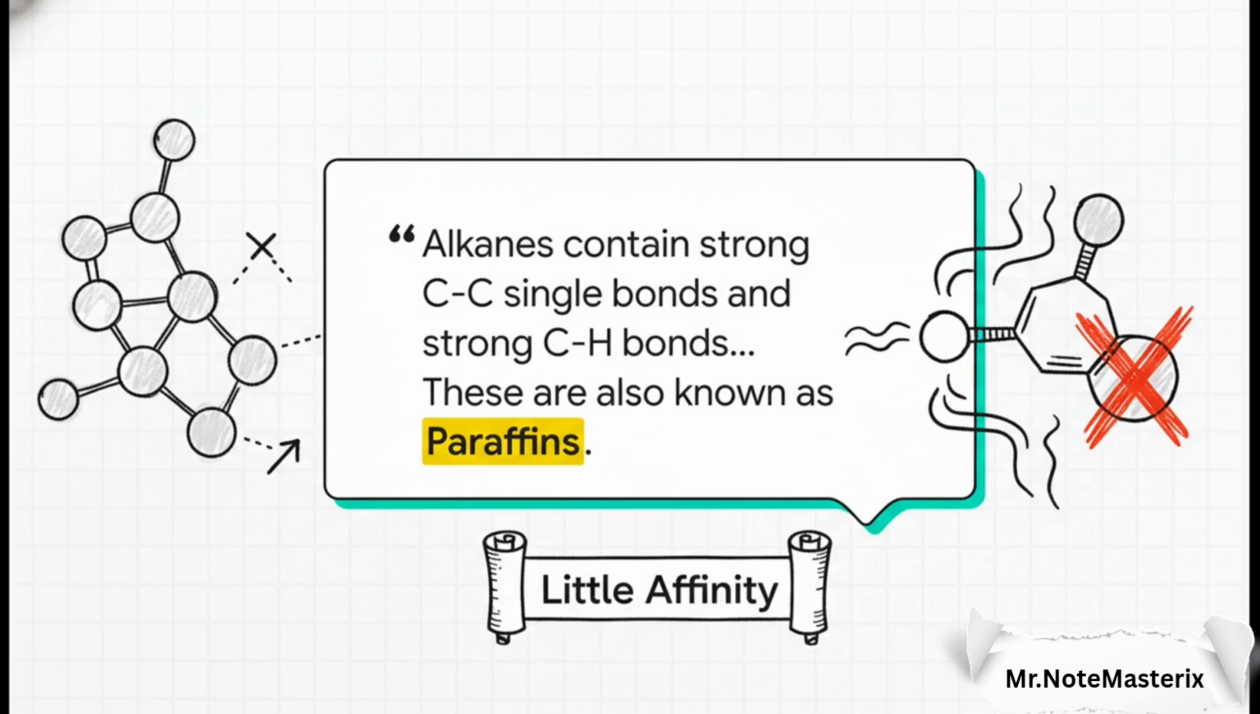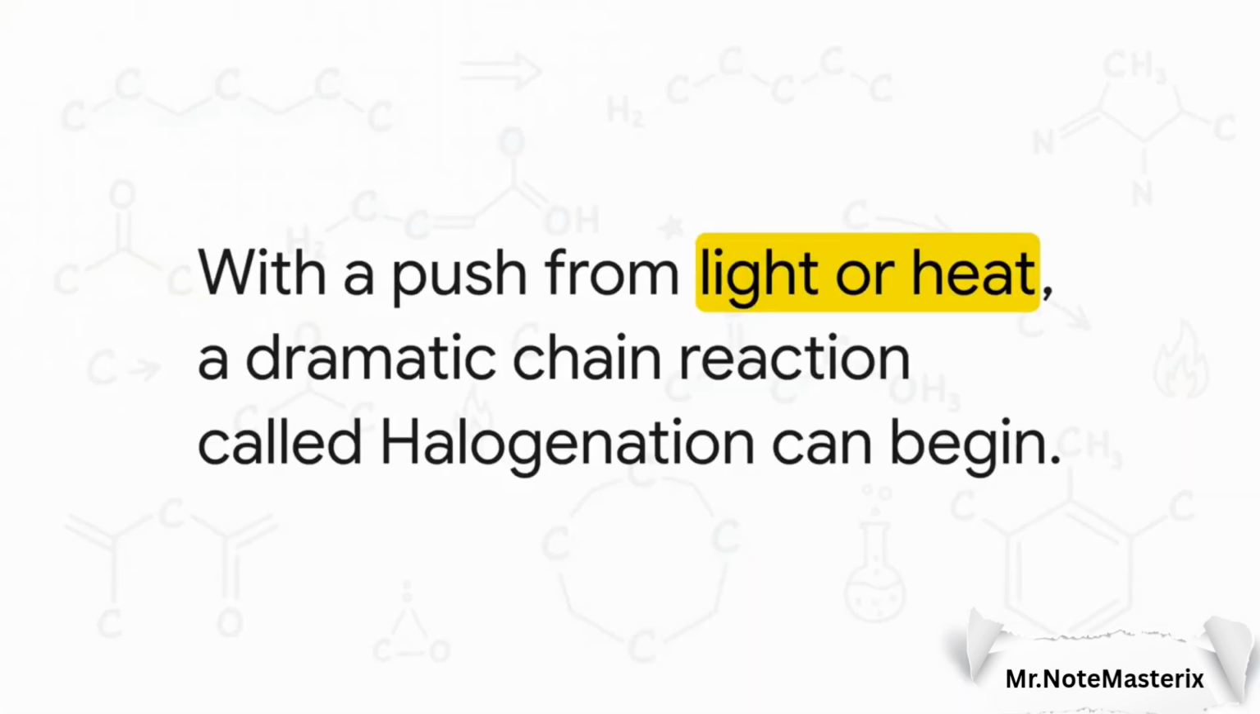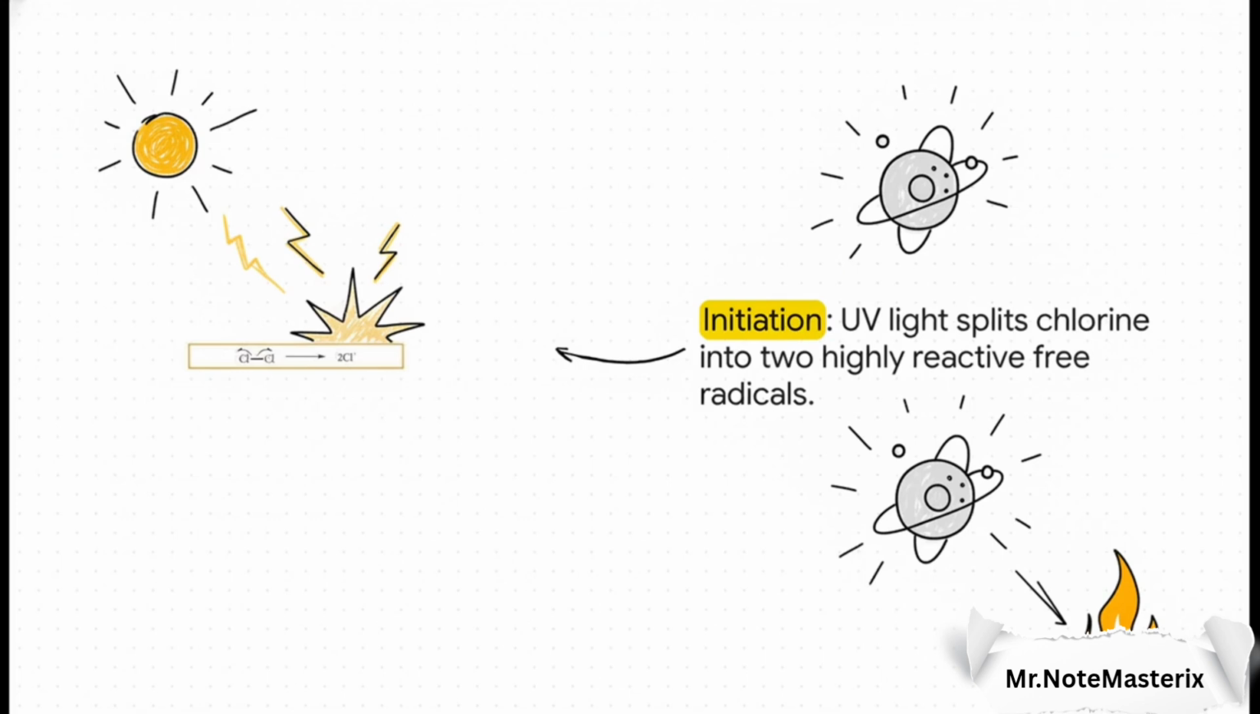But, don't let their chill vibe fool you. Because with just a little nudge, a bit of light or heat, you can kick off this wild chain reaction called halogenation. This is where you violently swap out a hydrogen atom for a halogen, like chlorine. It's this high-energy molecular switcheroo, and it's super important for making things we use every day, like PVC plastics and even some anesthetics. So, it all starts with a spark. And I mean that kind of literally.